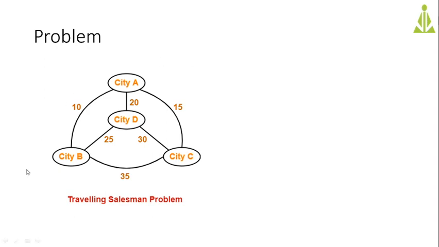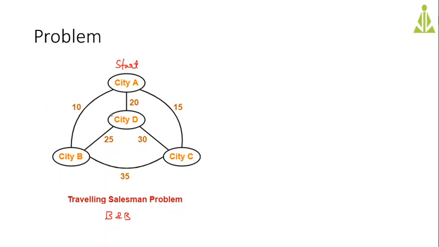Here we have a problem. I have a map and the person can start from any one of the cities. For example, I take city A, city B, city C, city D, so these 4 cities are there, and the person should travel all the cities and reach the starting point without repeating the same vertex 2 times. If a city is visited, it should not be visited again. In that method, we need to select the graph and solve the problem using the branch and bound technique.